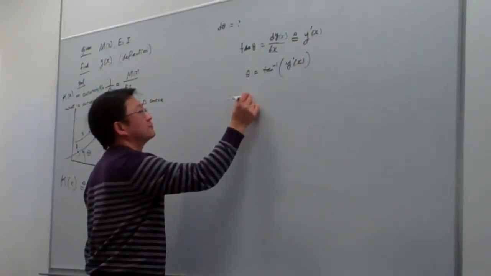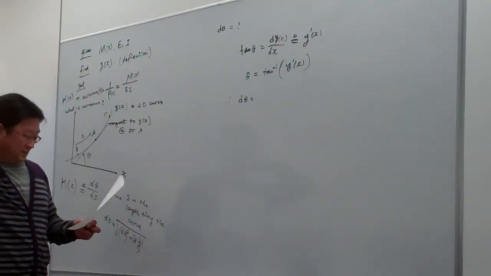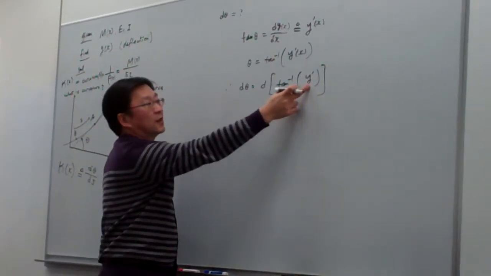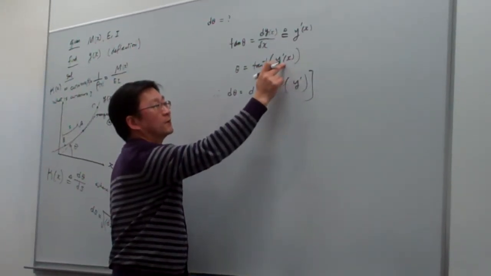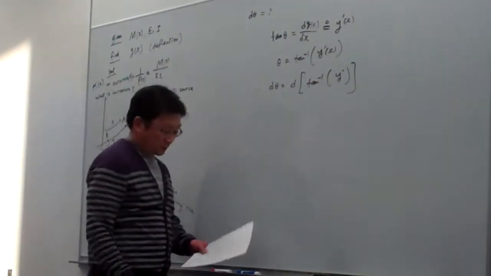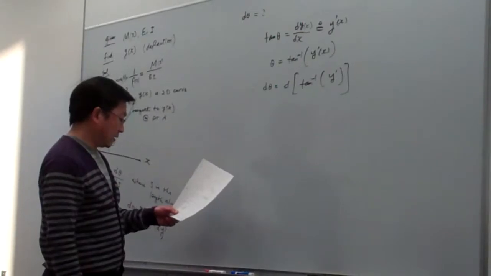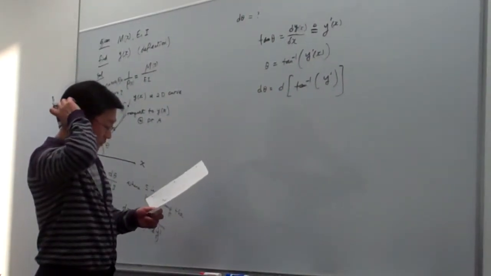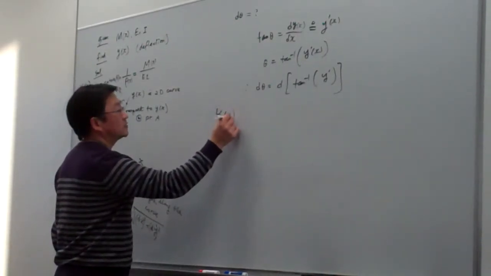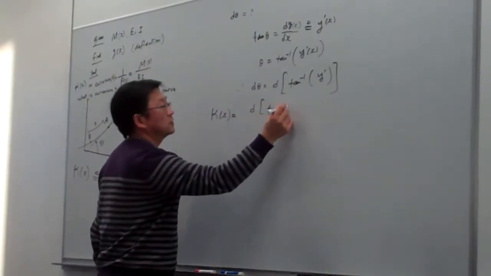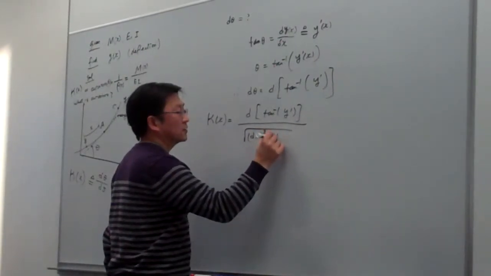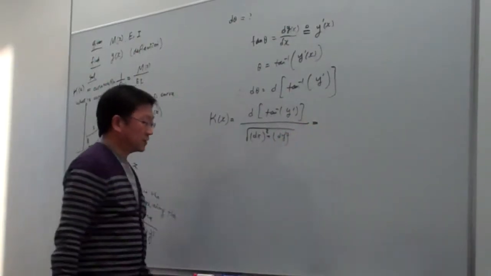So therefore, d theta will be equal to d arctangent y prime. Here, simply for ease, I drop the of x to make that clear. So from here, the kappa of x, we plug in everything here. That will be d arctangent y prime, and ds will be equal to the square root of dx squared plus dy squared.